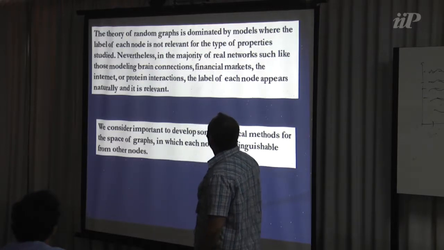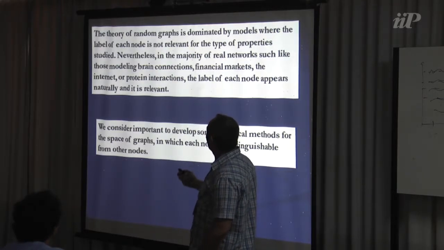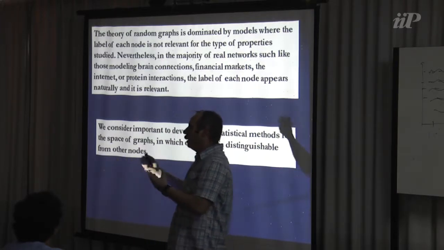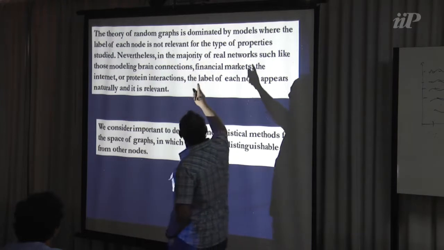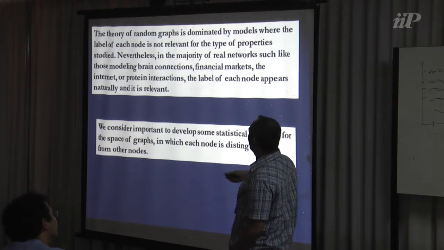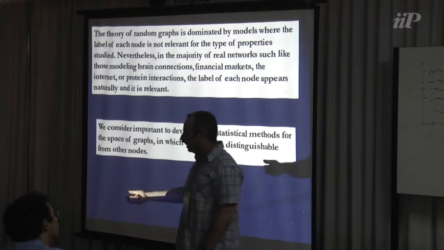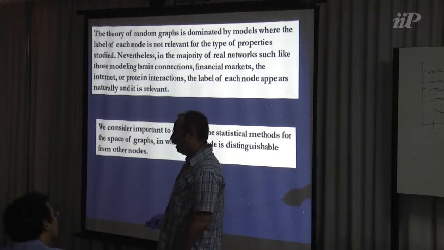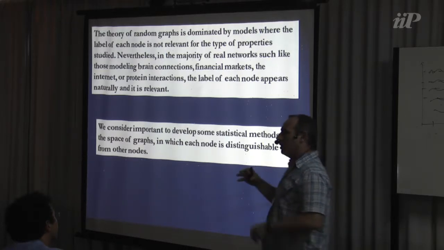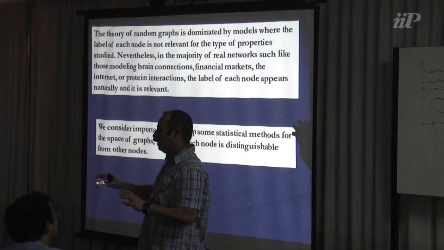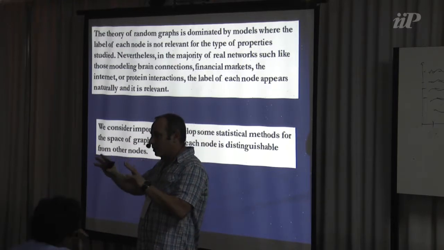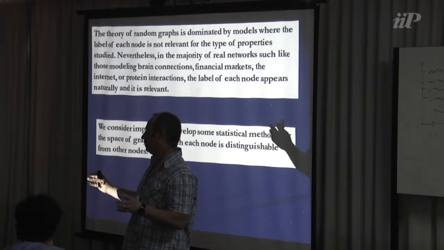So the theory of random graphs is dominated by models where the label of each node is not relevant for the type of properties studied. Nodes are disentangled, and I'm not studying anything that has to do with the label of the node. Nevertheless, in the majority of real networks, such as those modeling brain connections, financial markets, the internet, protein interaction, the label of each node appears naturally, and it's relevant. That's why we consider it important to develop statistical methods in this space, where we have nodes that we can identify. We have the same nodes, and we have, for example, a brain network that evolves in time. The node is always the same.